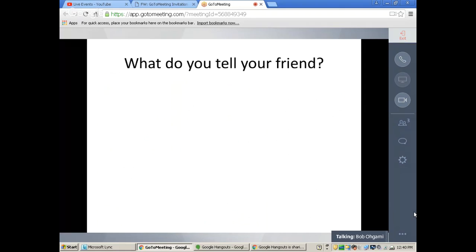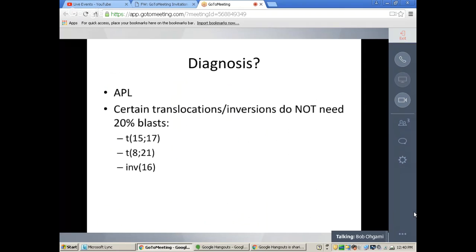You have a case where there's less than 10% blast, and you have all these other kind of findings. So the question is, is this AML with 10% or less blasts? Yes, absolutely. This is still acute promyelocytic leukemia or AML. And that's because there are certain translocations or inversions that don't need 20% blast.